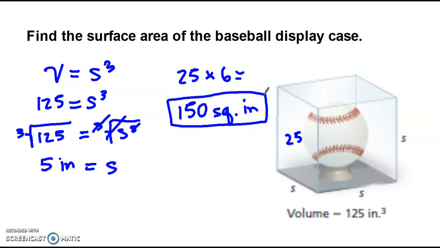Okay, so just when you thought you were done with finding the side length, you actually had to figure out the surface area of the cube. So many different steps to this problem here.